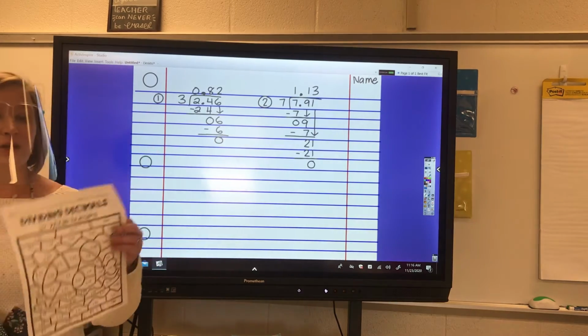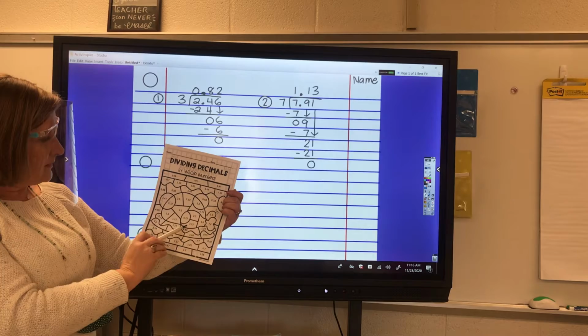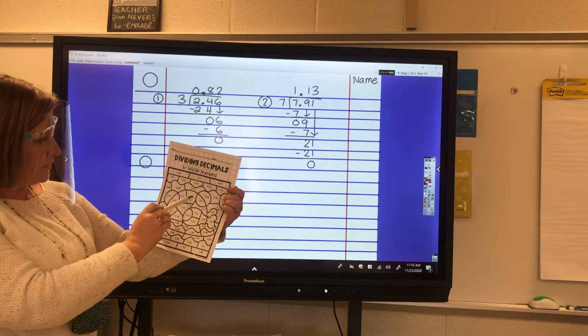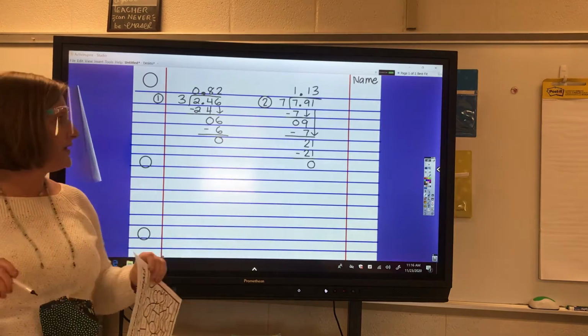1 and 1300ths. Go look on the back. I can see it right here in the turkey, up here, right on the top of the turkey. It's right there.